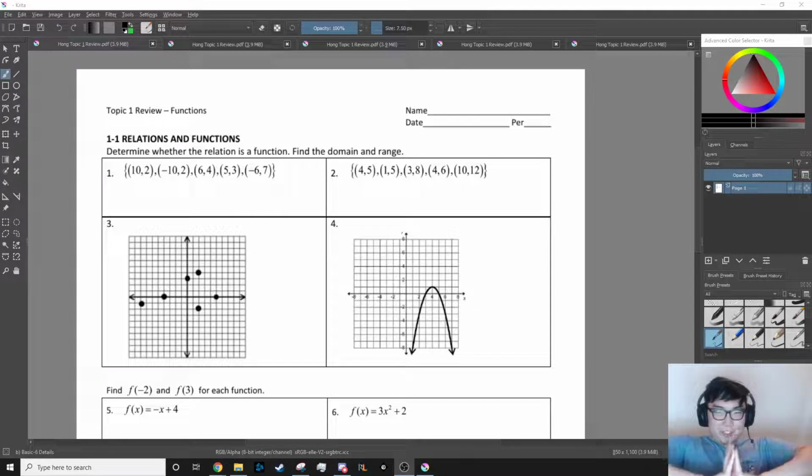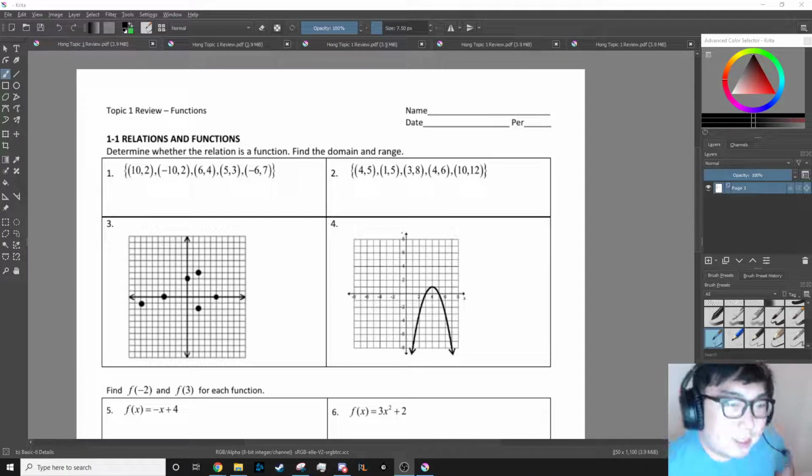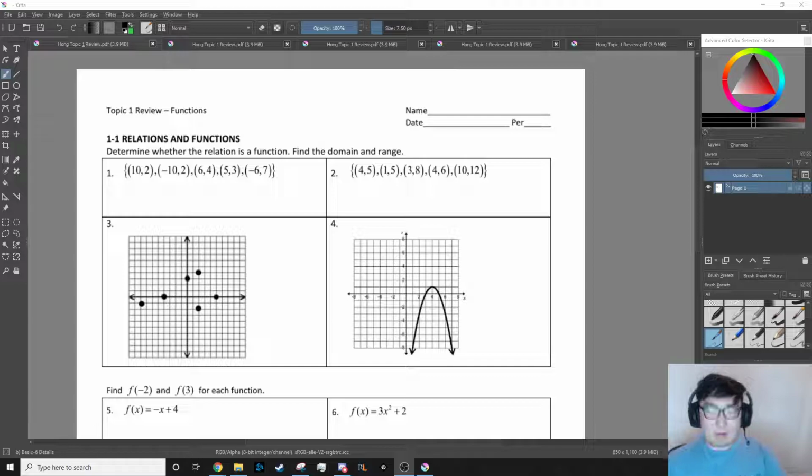Alright, so this is the topic 1 review, which is going over all of section 1 to 1.4, which we went over in about 2 weeks. So let's get started. 1.1 was talking about relations and functions. Know what relations and functions are.